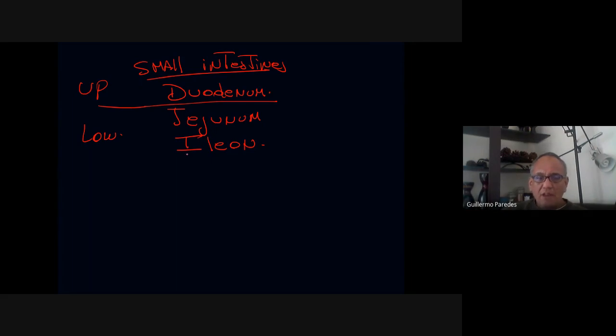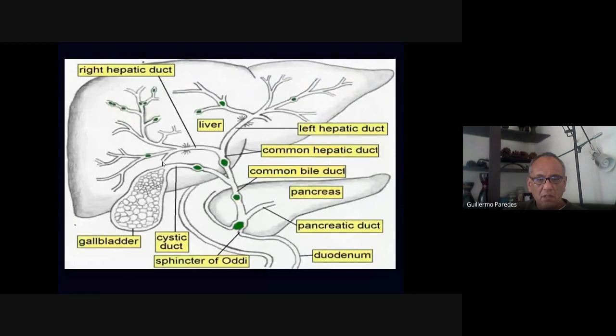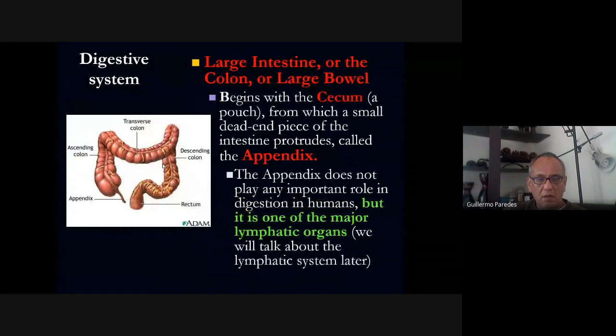Now, we have the large intestine. So we are going to see the large intestine now here. Where is that? Here. That is the large intestine. The large intestine is going to have the ascending colon. Why is it called ascending colon? Because the fecal material that is here is going to go up like this. This portion of the colon, or large intestine, is going to be the transverse colon, or the transverse portion of the large intestine. Why is it called transverse? Because it's transverse, right? Now, here we have the descending colon. Why is it called descending colon? Because the fecal material goes down.